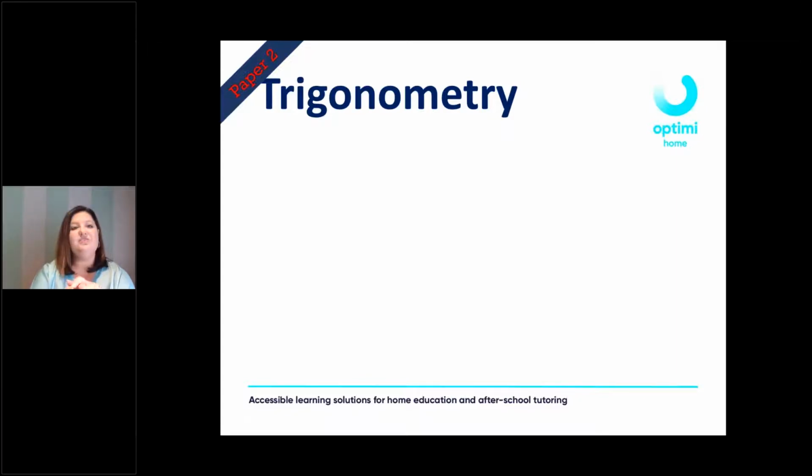So you will use algebraic skills in doing the questions. For example, you might find trigonometric expressions in a factorization question or in a simplification question in paper 1. Right, so pure trigonometry you will only find in paper 2.